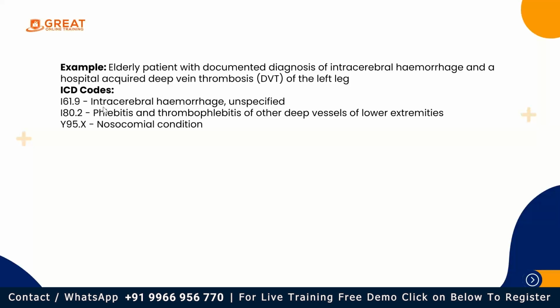First, to code intracerebral hemorrhage. How to find this code? That we'll see later on. I61.9, which is for intracranial hemorrhage, and I80.2, phlebitis and thrombophlebitis of other deep vessels of lower extremities. Means this code is for DVT. This first code is for intracerebral hemorrhage. Okay.